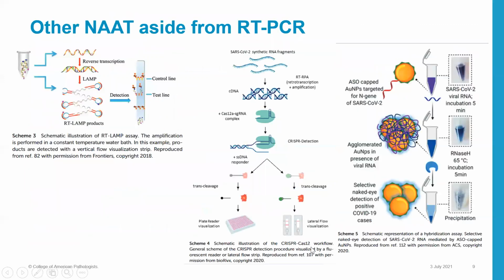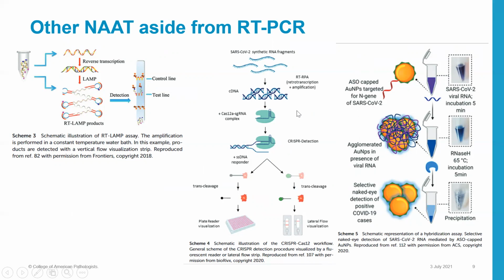Okay. Now, there are other nucleic acid amplification tests aside from RT-PCR. The loop-mediated isothermal amplification. In other words, you don't need a PCR machine. And so the enzyme would make several copies, and then these are detected through the lateral flow platform. And also there is a CRISPR-Cas based kind of assay.